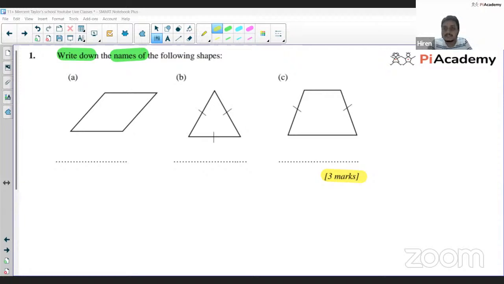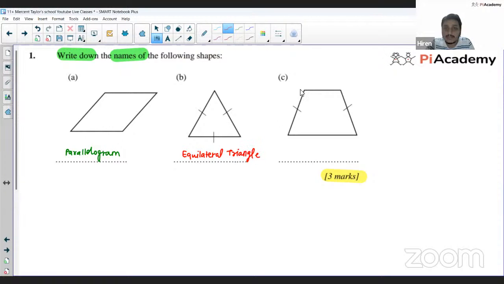So let's get solving this question. The first one is the parallelogram. You are correct if you said parallelogram for this. The next one, as you can see here, has all 3 sides equal. Whenever we have all 3 sides equal, it is the equilateral triangle, right? So this is the equilateral triangle.